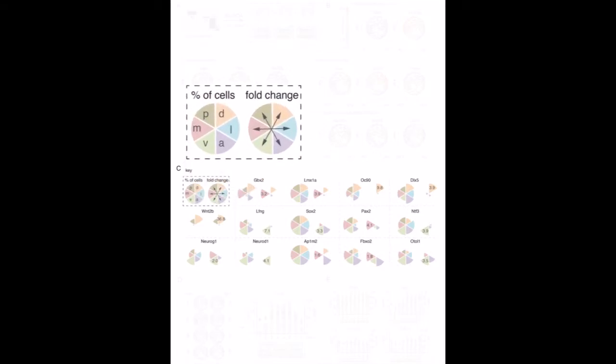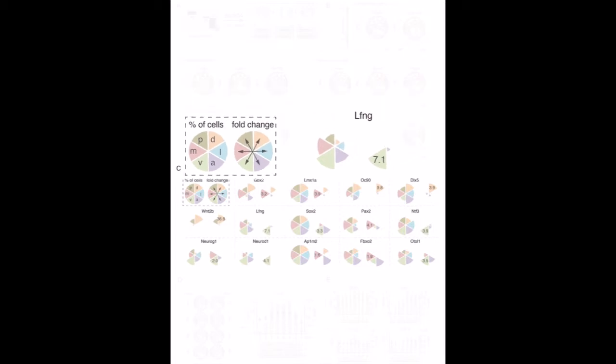In C, we quantify for each of the 6 hemispheres the percentage of cells that are positive for a given marker and the fold change differences between opposing domains. For the ventral marker lunatic fringe, for example, the majority of cells positive for this gene are positioned on the ventral side with a 7-fold higher expression compared to the dorsal half.